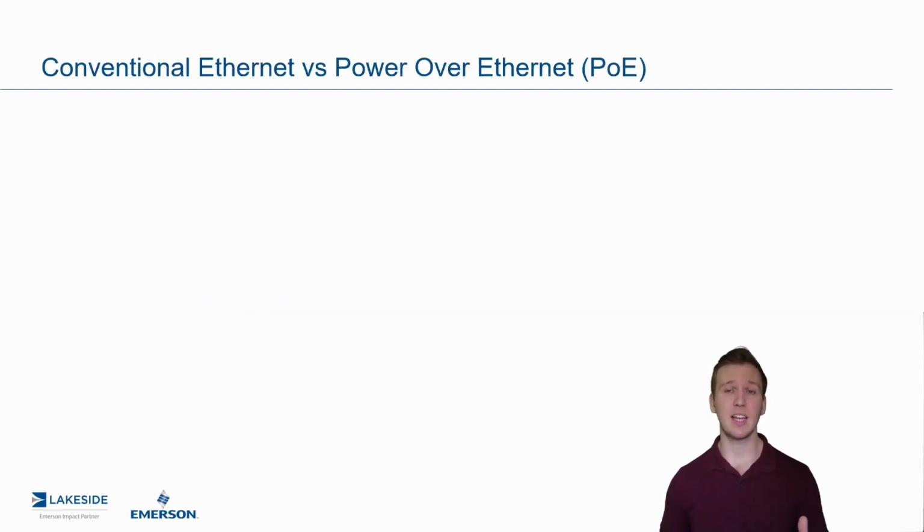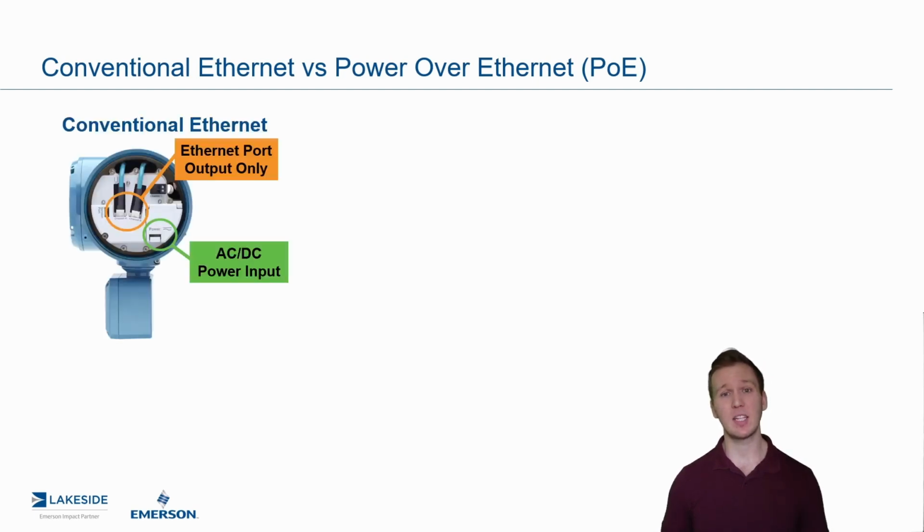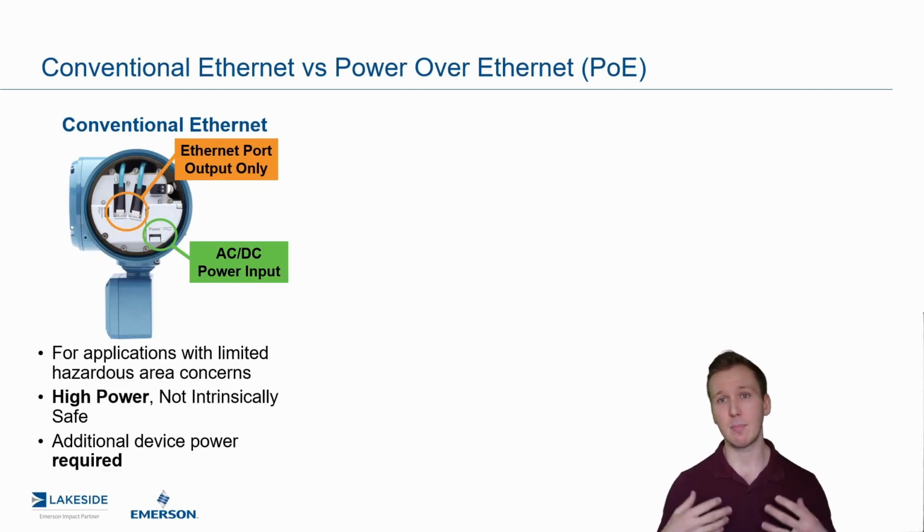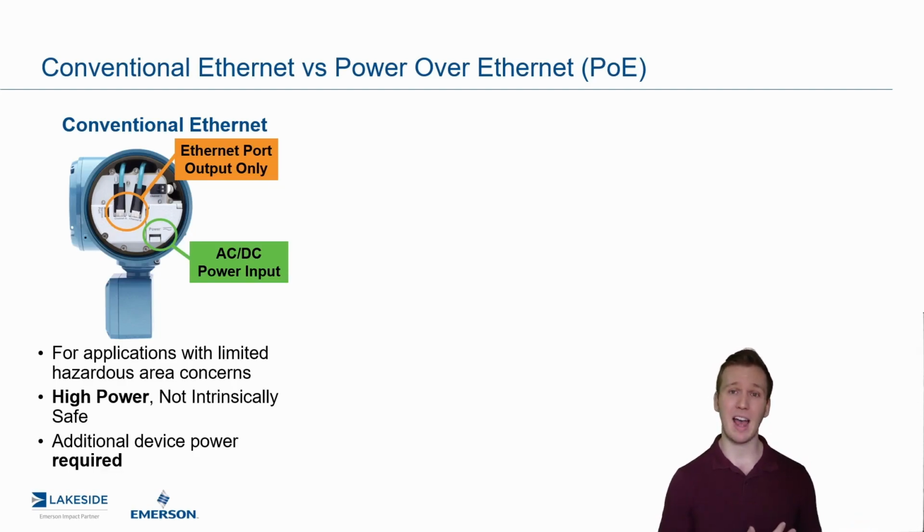Now, two of these options we talked about are the conventional Ethernet or the power over Ethernet options for the physical layer. Conventional Ethernet is defined as the splitting of the Ethernet port for communication and the power port for either AC or DC power in this case. Now this setup is going to be perfect for situations where we maybe do not have concerns around hazardous area approvals. The sensor itself probably needs a higher amount of power. In this case, it's a Coriolis sensor, not going to be intrinsically safe. But the drawback with this setup is you do need a separate loop for power than you do for communication.